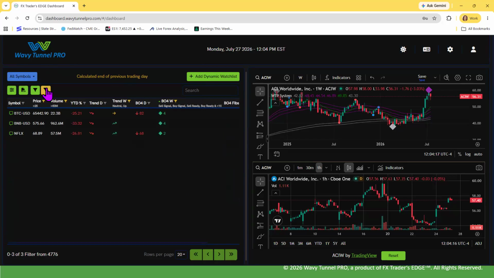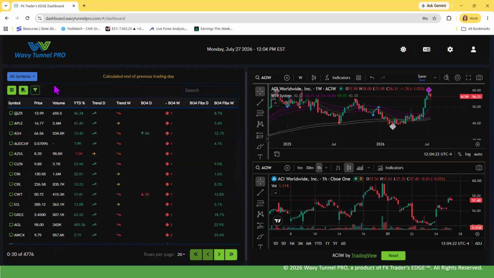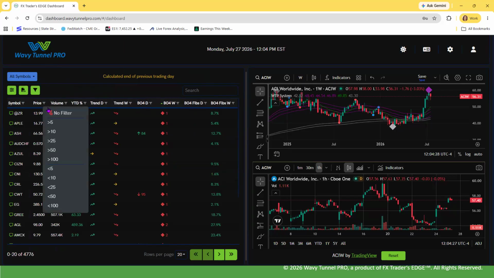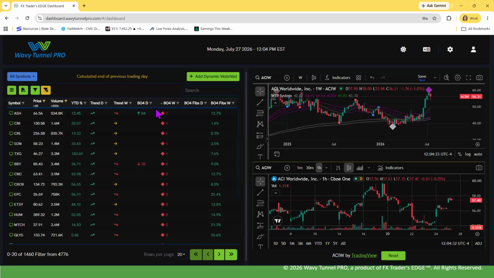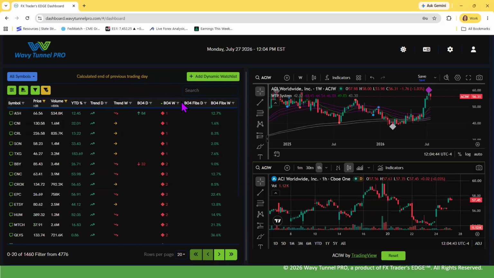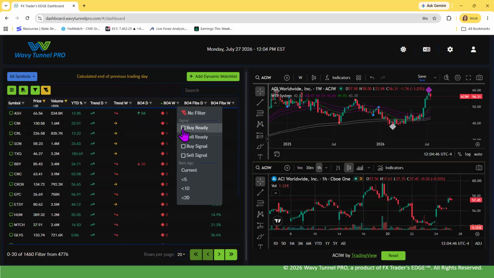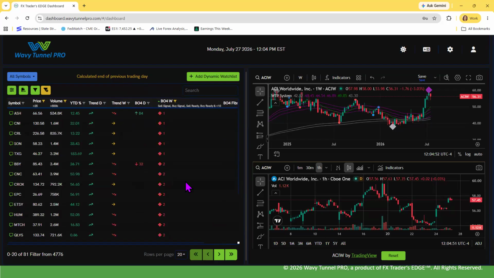Oh, I have to start this over again. All right, there we go. Price greater than 25, volume greater than 500. Weekly trend is going to be up and down and neutral, so I don't really have to check anything off, because we decided that we're going to do the sells as well. We're going to do the buy ready, the sell ready, the buy signal, the sell signal, and we'll do it less than 10 candles. So we have 81 prospects here.